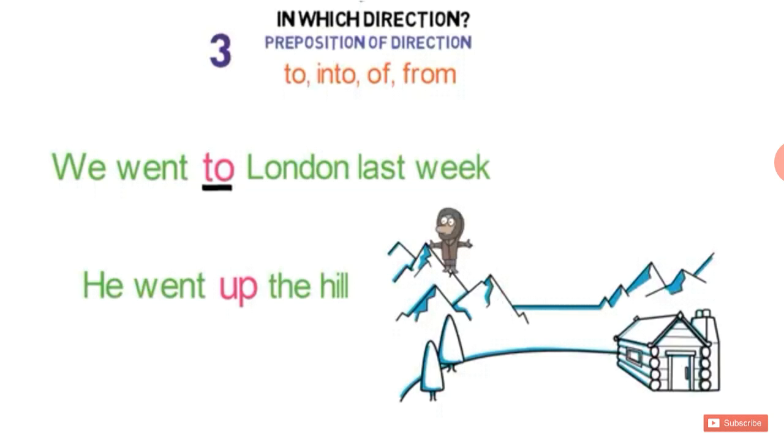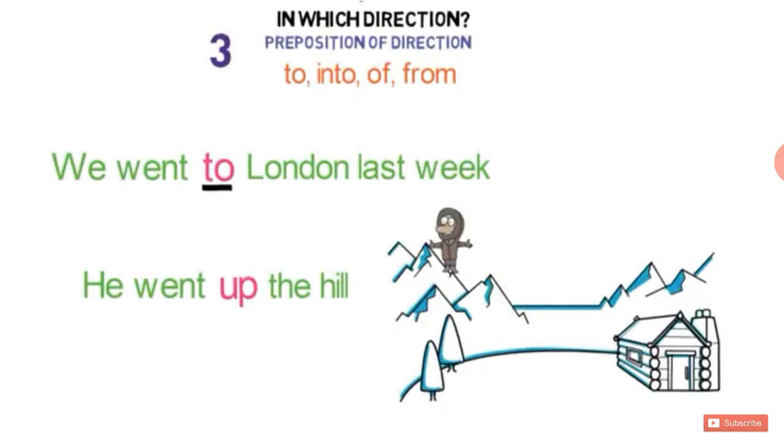We went to London last week. In which direction did we go? Where did we go? We went to London. He went up the hill. Which direction? Is he coming down or going up? Obviously up. He went up the hill. So here we're talking about the direction of the thing that happened, isn't it? Here we're talking about we, and he went up the hill.